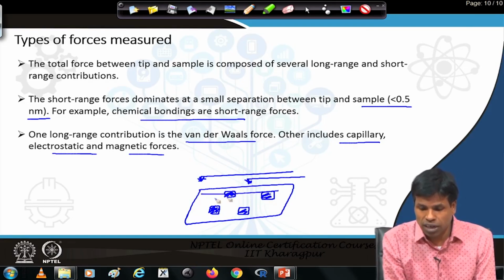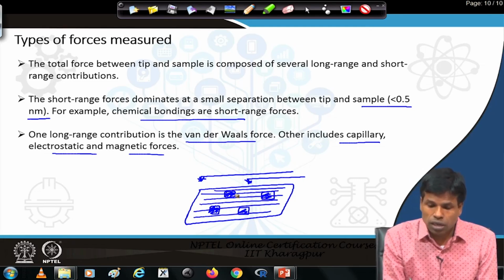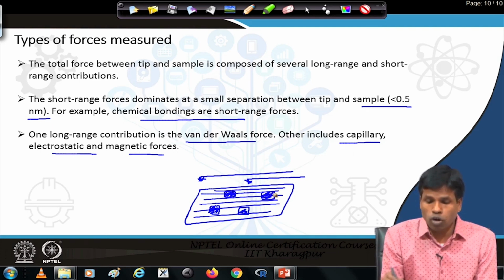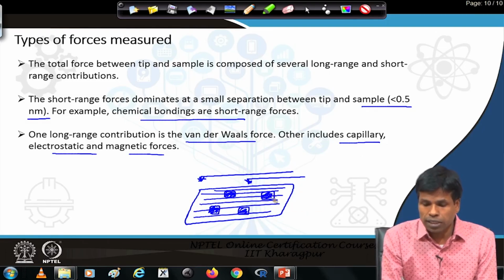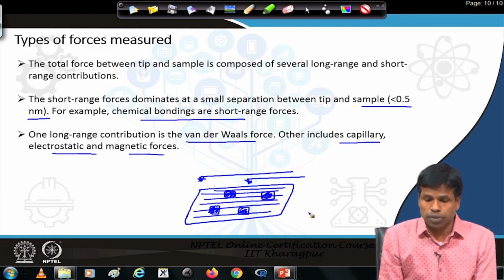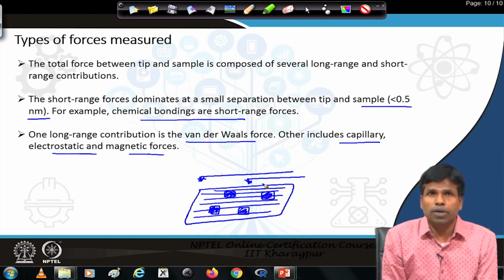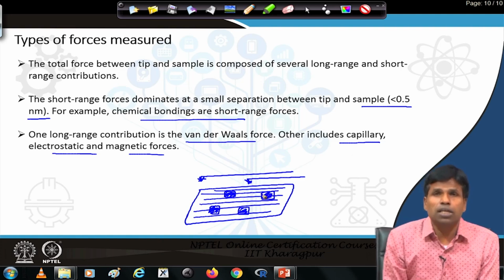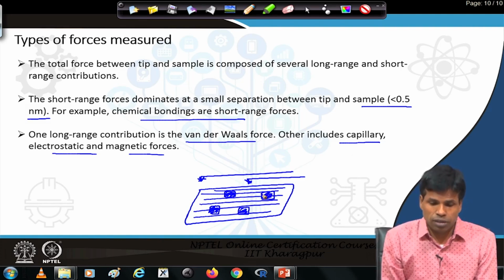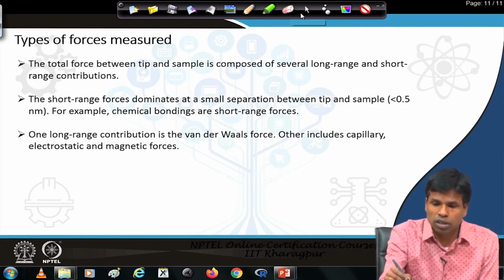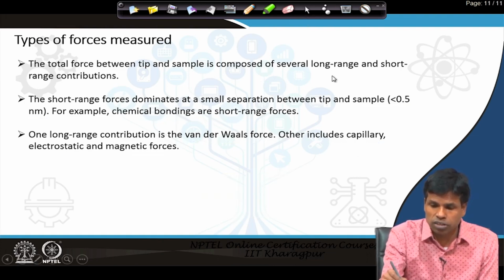So, the tip can scan from one side to the other, left to right, and produce a force map, a magnetic force map, thus creating a magnetic force microscopic image, telling us how the magnetic particles are distributed on the sample. Similarly, all other types of forces can be measured: electrostatic force, capillary force, frictional force, all kinds of forces can be measured using this technique. We will not cover all those forces, but some of those techniques we will cover in this course.